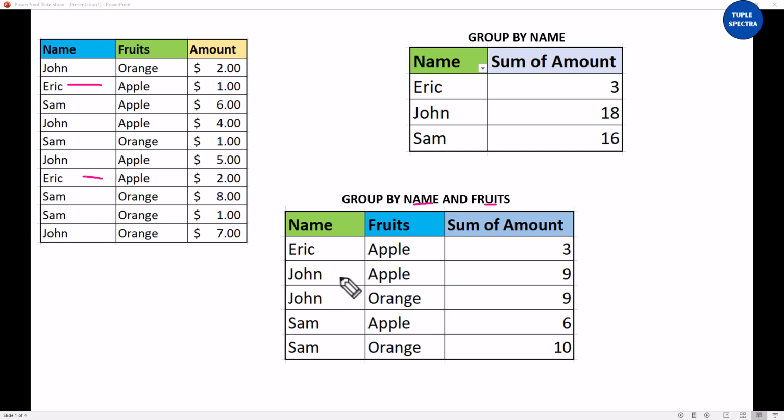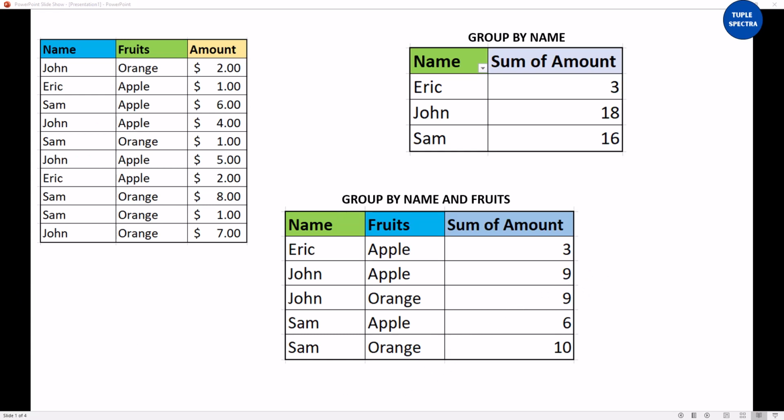What about if you go to John? Okay, we can have this. This is John with apple. John bought apple. Do we have another John bought apple? This is another John bought apple. You can see that, guys. So that is 4 plus 5. That is 9. That is why we have 9 right here.